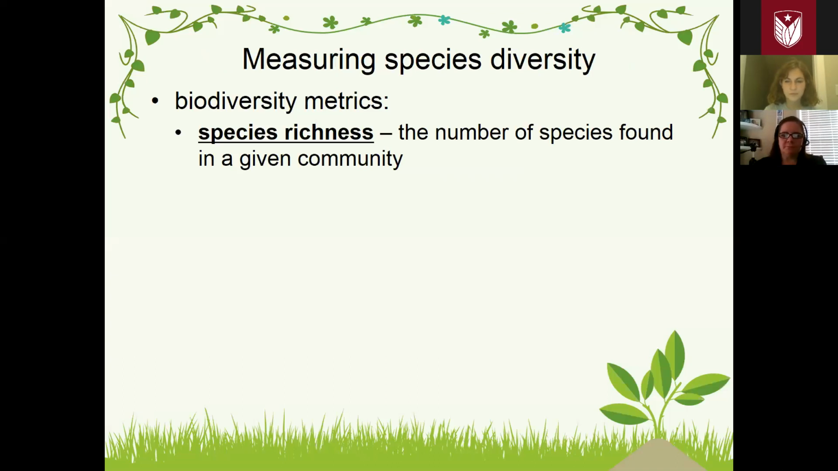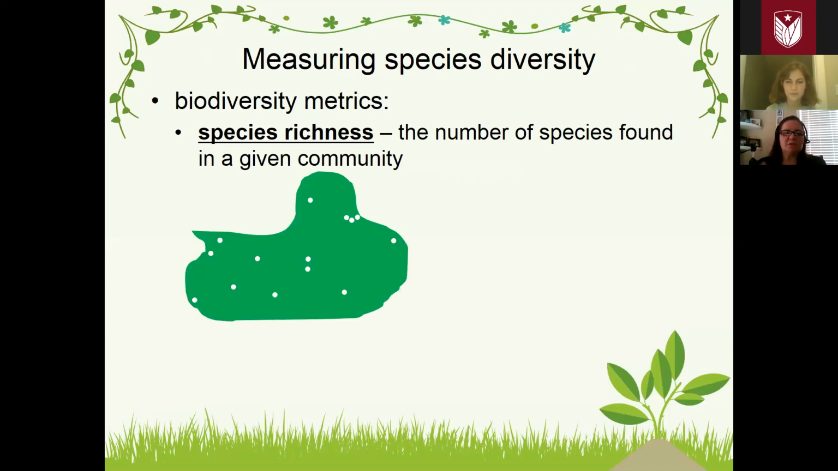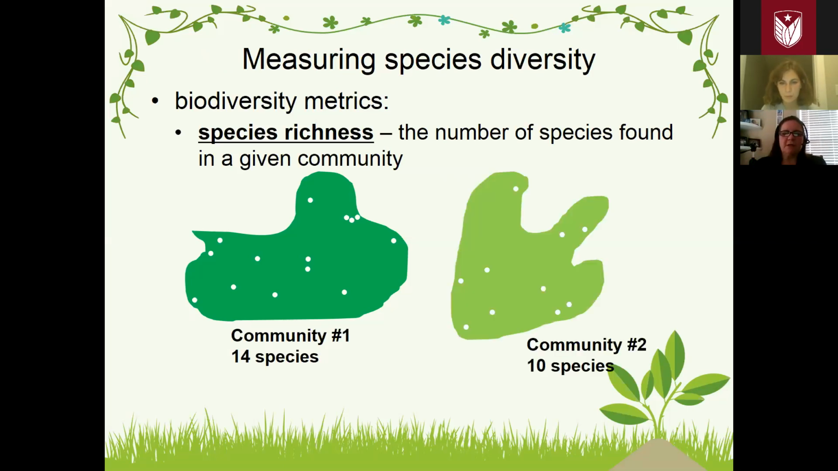So I mentioned measuring species diversity and species richness being the number of species in a community. So just a quick little diagram to illustrate that, because I'll have a comparison to this in a minute, is let's say we have this community, which we'll call community 1, and the white dots represent different species. Now this doesn't tell us how many of each species, etc. But in this case, we have 14 species, and in community 2, we have 10 species. So it's a simple metric for giving us information about the diversity in those communities.